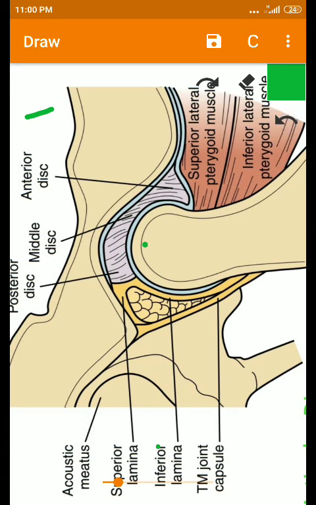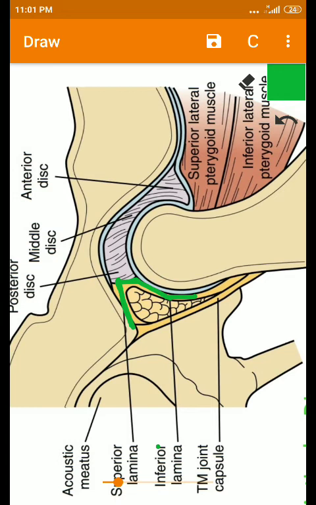Okay, now coming to the posterior attachments. Posteriorly, the disc is attached to a complex structure called the bilaminar retrodiscal pad. What do you call it? Bilaminar retrodiscal pad. This bilaminar retrodiscal pad has two laminae, that means two divisions. One is the superior lamina and another one is the inferior lamina.